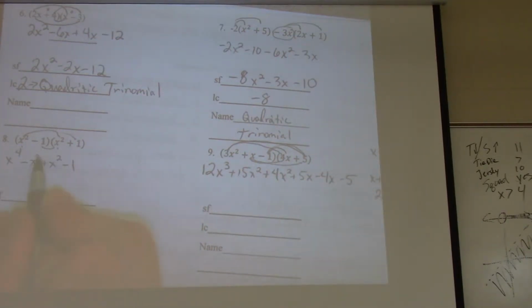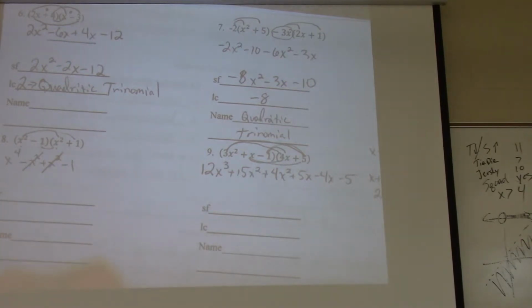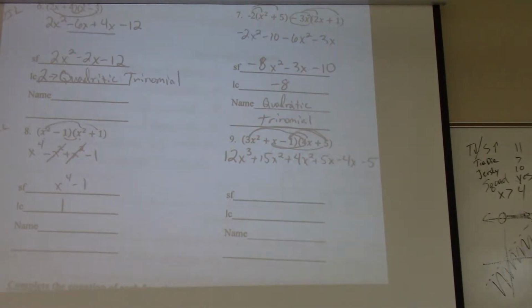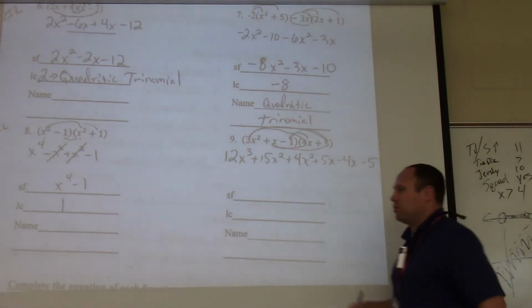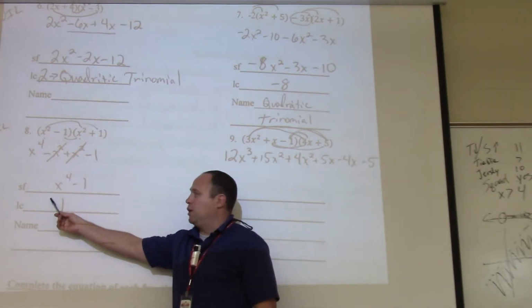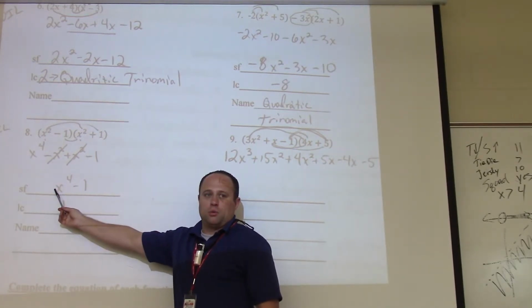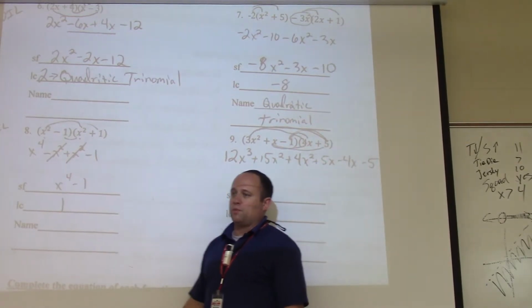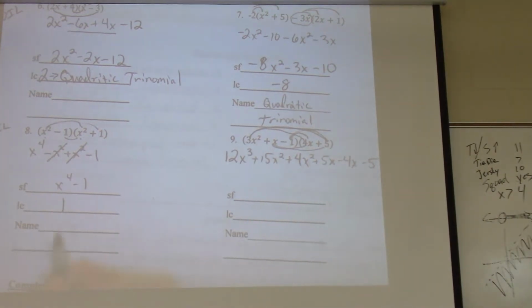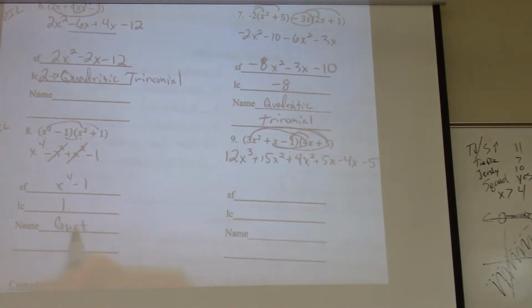Next problem, these two cancel each other out. They are opposites. So I get x to the 4th minus 1, and the leading coefficient is 1. A lot of people struggle with that one. Some people put x, some people put x to the 4th, some people put 0. If I put 0 there, then 0 times anything would make that go away. Remember, when there is nothing in front of the variable, that means it's 1. That will for sure show up on your quiz. And this is a quartic binomial.